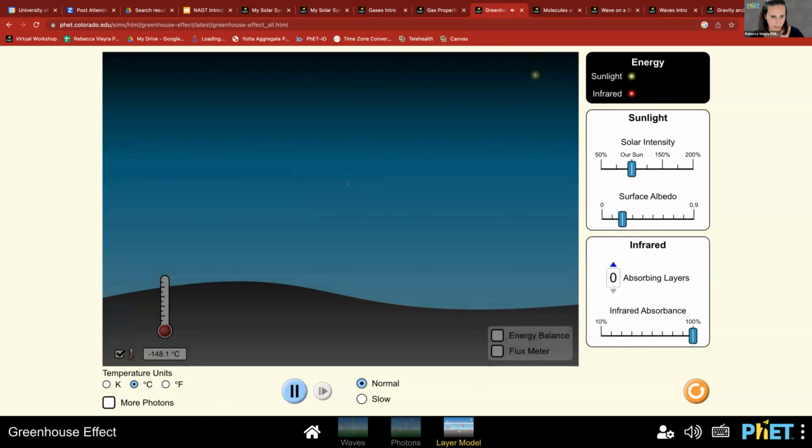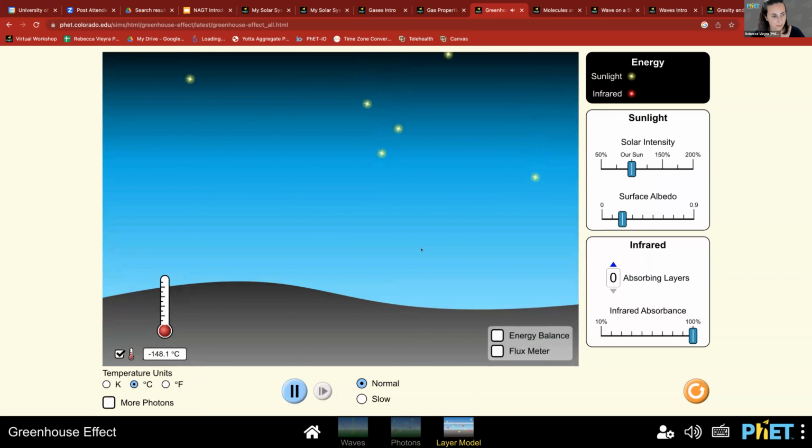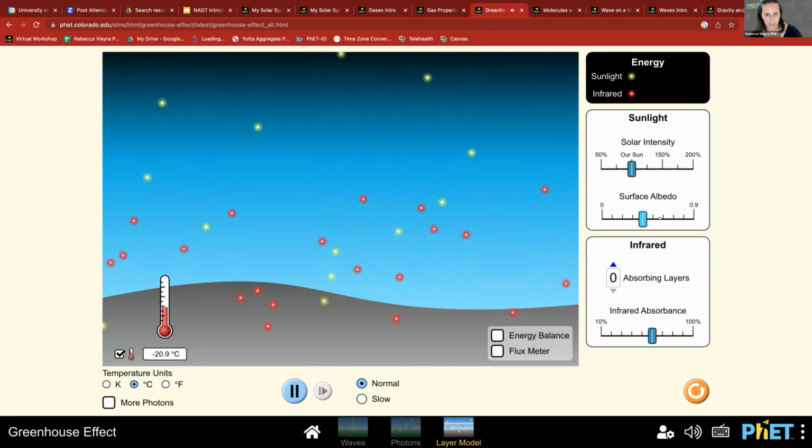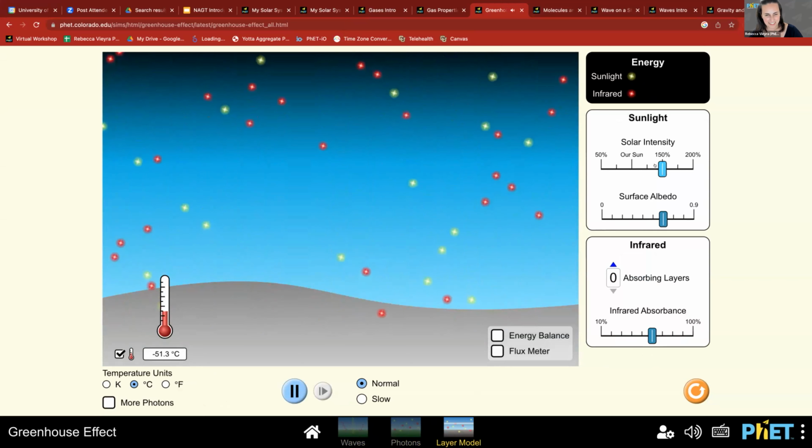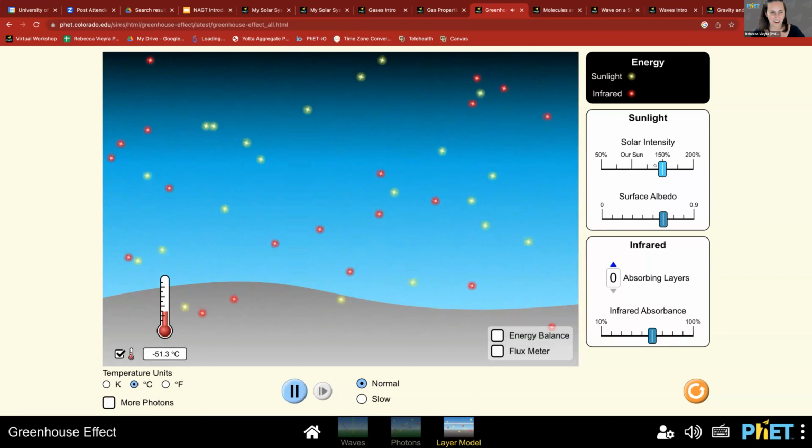And also, I actually don't know what this one does because I haven't used it before. But it looks like I can change the amount of infrared absorbance. I can change albedo. I can also change solar intensity, which I think is really exciting if we're starting to look at long periods of time.